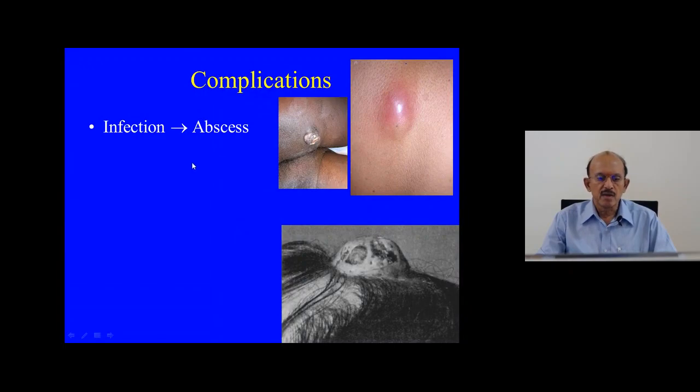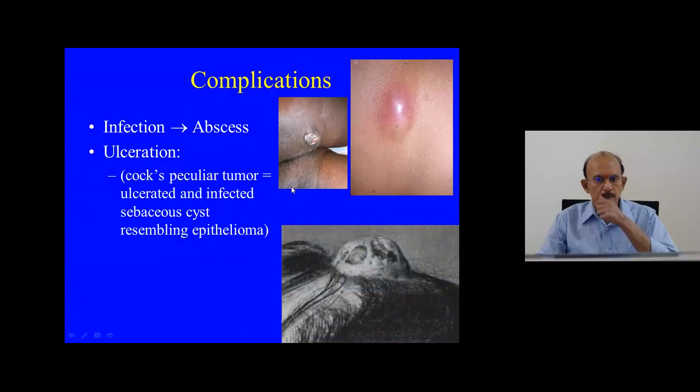Complications of sebaceous cyst: infection leading to abscess. This is very common. You can see there is hyperemia, there is pain and tenderness, and this is abscess of the sebaceous cyst. Ulceration: Cock's peculiar tumor, ulcerated and infected sebaceous cyst resembling epithelioma. Sometimes a sebaceous cyst over the scalp may become ulcerated and infected, and it may produce foul smelling material from the swelling. Then you call that Cock's peculiar tumor.